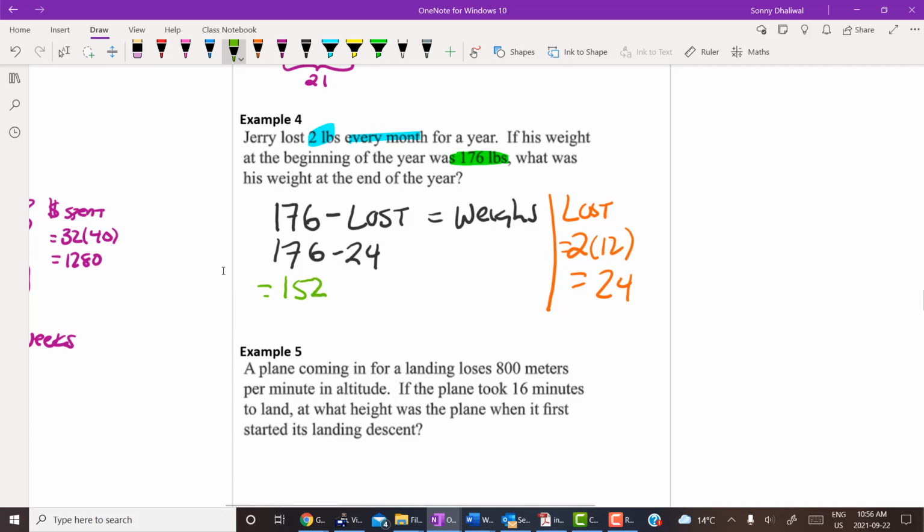Okay? So then we make a little statement. Right? So we say Jerry weighs 152 pounds.